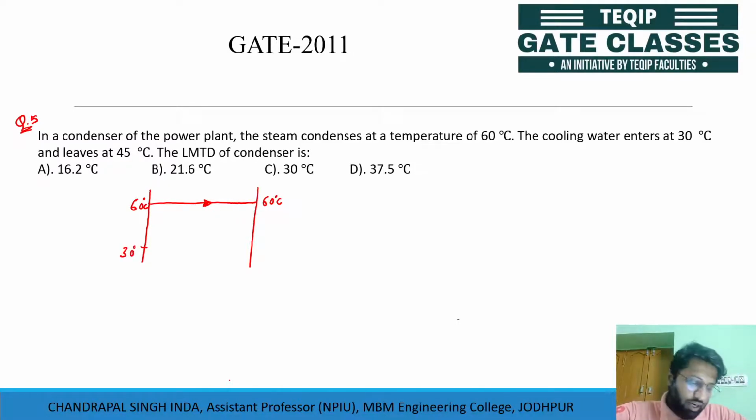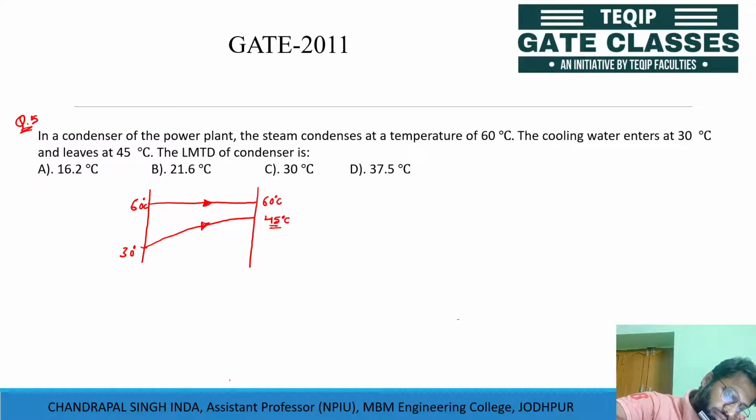Cold fluid enters at 30 degrees and leaves at 45 degrees centigrade. So this is the direction of the flow, and it is inlet and it is outlet. So at the inlet, the temperature difference is 30 degrees centigrade, and at the outlet, the temperature difference is 15 degrees centigrade.